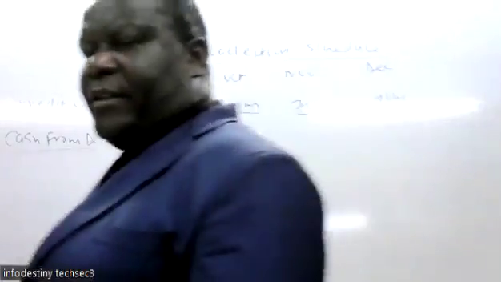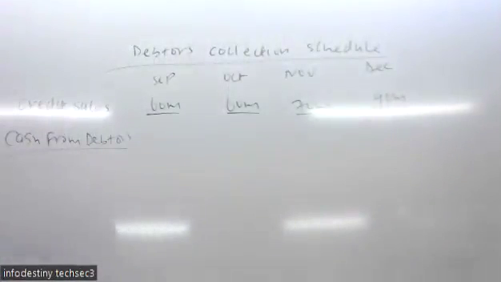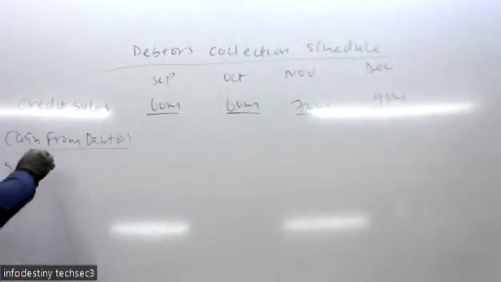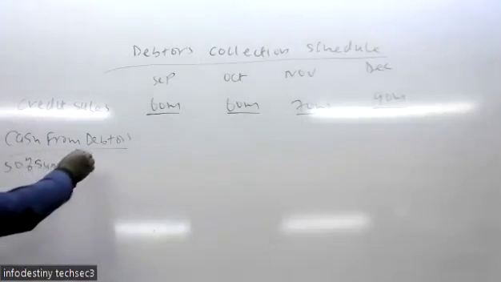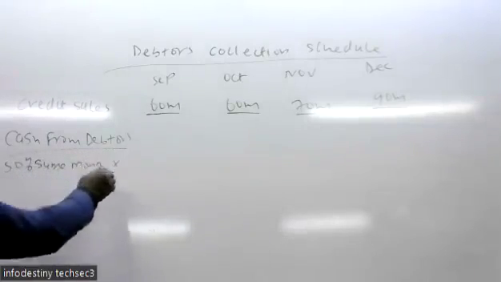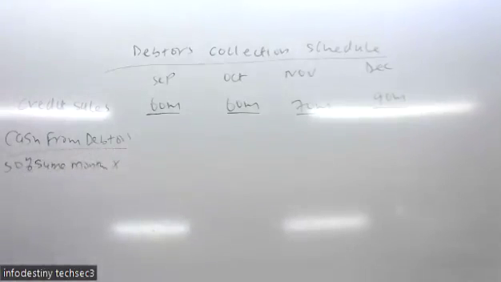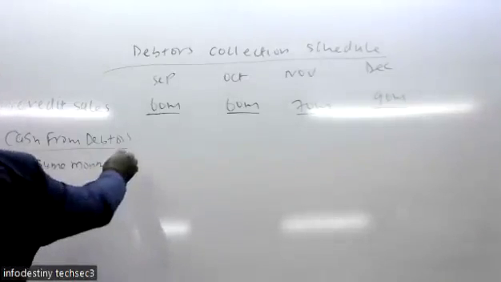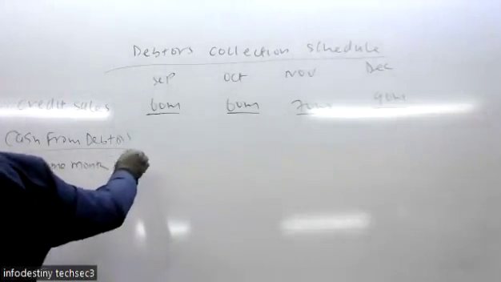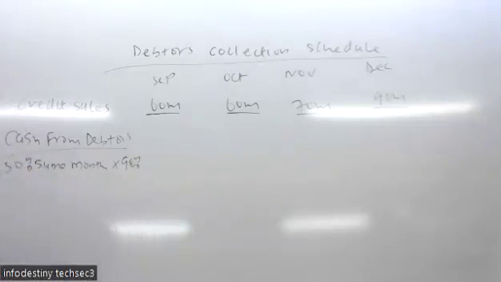The remaining debtors are expected to pay by the beginning of the following month. So 50% is in the same month. But they claim a discount of what percent? They claim a discount of 2%. That means after that, you reduce them by 2%, multiplied by 98%.